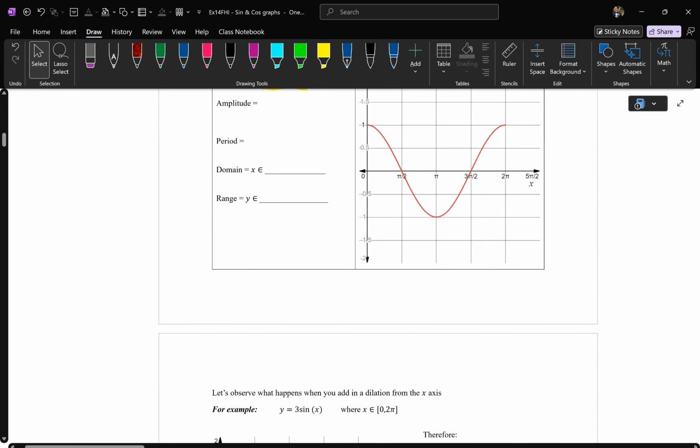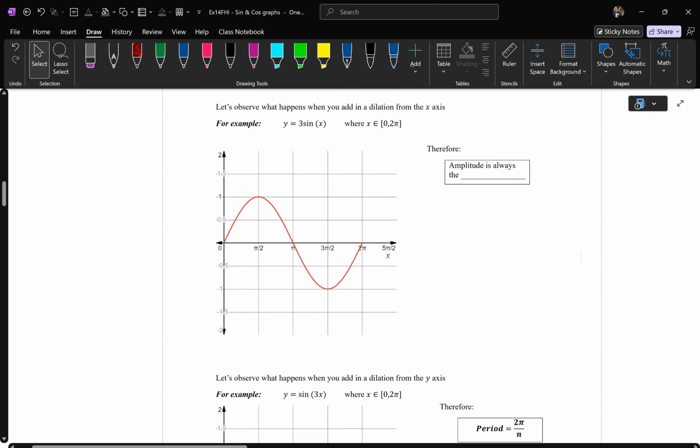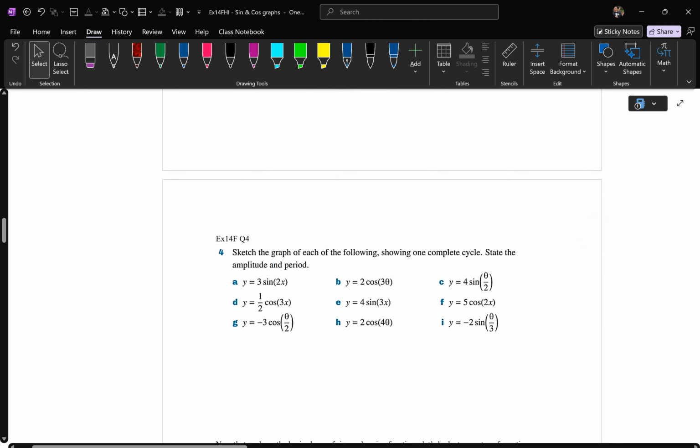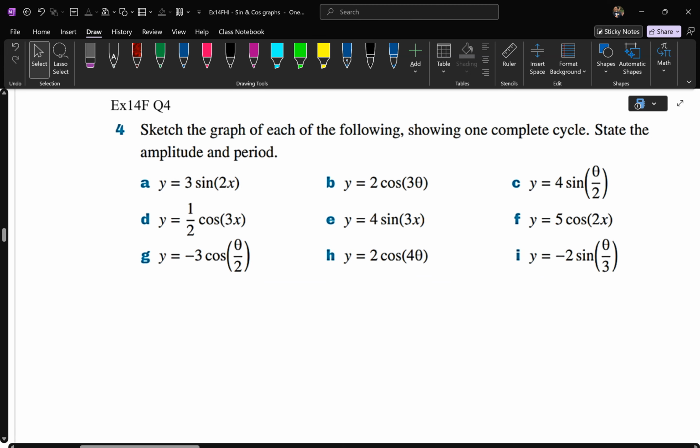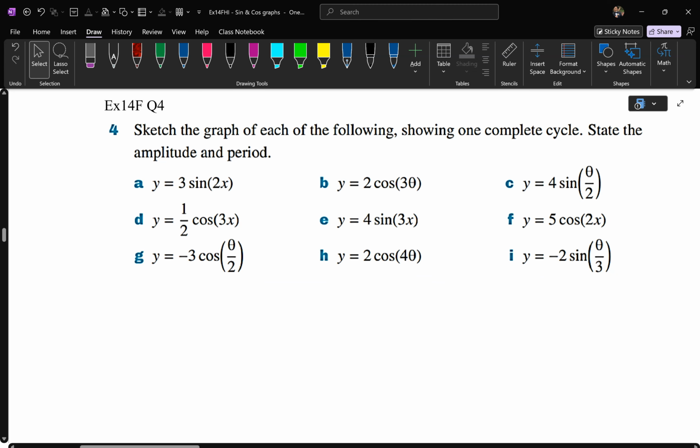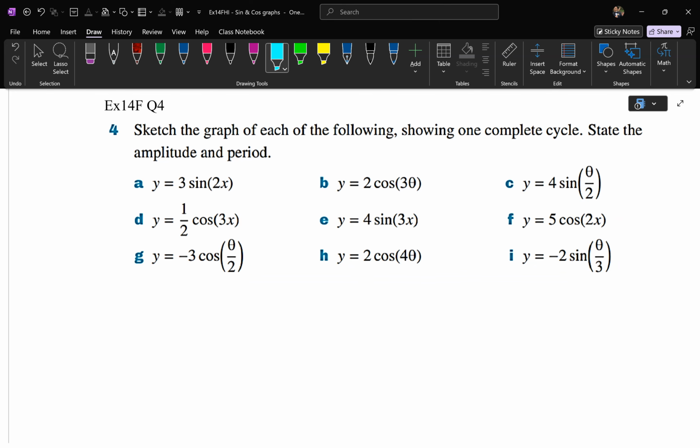Let's do an example. Flip over to 14F, question 4. Let's pick one with a negative and then one with a positive. Let's do B and I'll do I. Here we go. Question 4B.